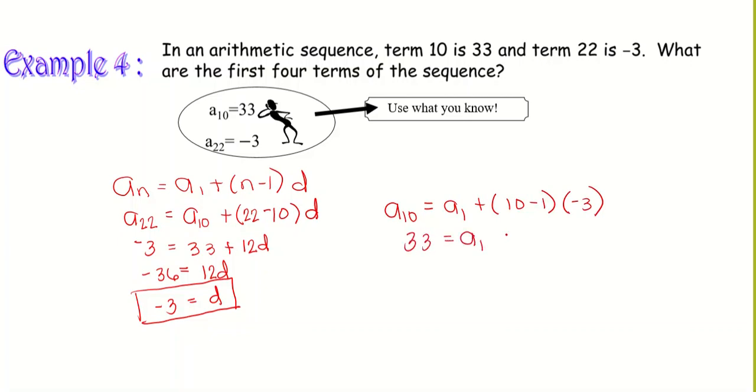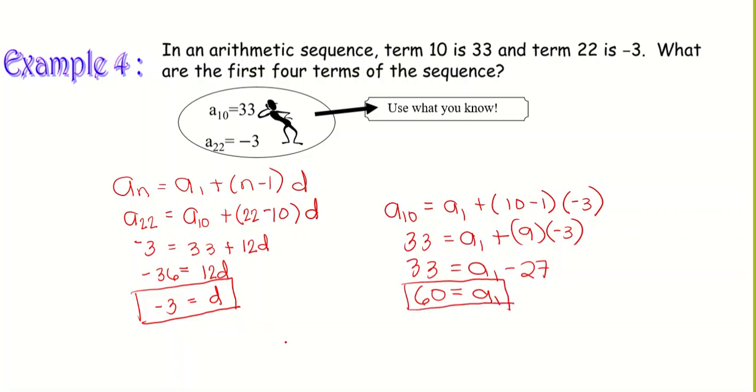Your a sub 10 is 33. Your a sub 1 is unknown, plus 9 times negative 3. So by PEMDAS, 33 is equal to a sub 1 minus 27. Addition property of equality, so 33 plus 27 is 60. Therefore, the first term of the sequence is 60. And the first four terms of the given sequence are 60, minus 3 that's 57, minus 3 that's 54, minus 3 that's 51. So these are the first four terms of the given sequence.